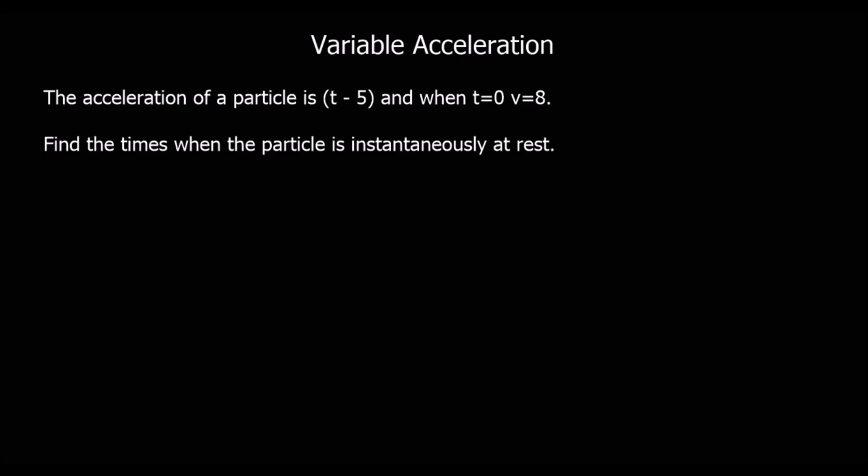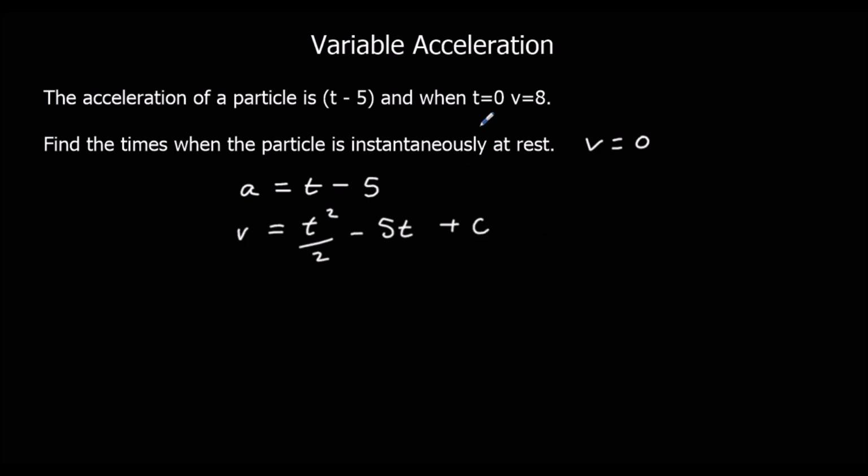So this time we're being given the acceleration. The question says the acceleration of a particle is t minus 5, and when t equals 0, v equals 8. Find the times when the particle is instantaneously at rest. So again, that's when v equals 0. So we're going to go from acceleration to velocity this time, which is integration. So we're going to add 1 to the power and divide by the new power. Add 1 to the power, divide by the new power, and plus c.